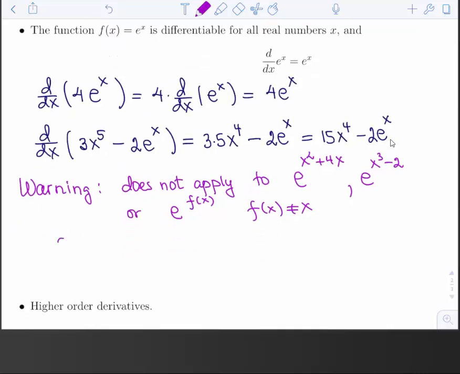So the derivative of, let's say, e to the power 4x plus 1 is not e to the power 4x plus 1. Okay? And again, I'm going to emphasize this is only true if you have just e to the power x. Also, the base has to be e. Not true for all other bases.